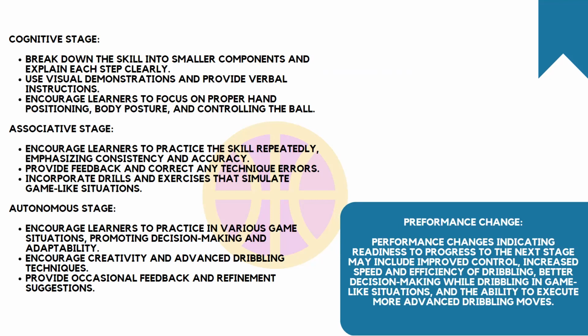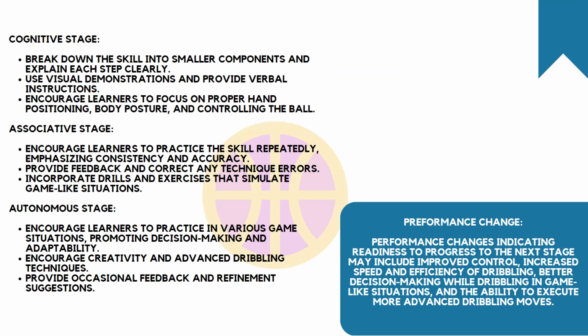So just learning how to dribble with your offhand just as much as your dominant hand and providing occasional feedback and refinement suggestions, especially for beginners, because they don't realize they're making the mistakes until you actually point them out, you know. For the performance changes indicating readiness to progress.